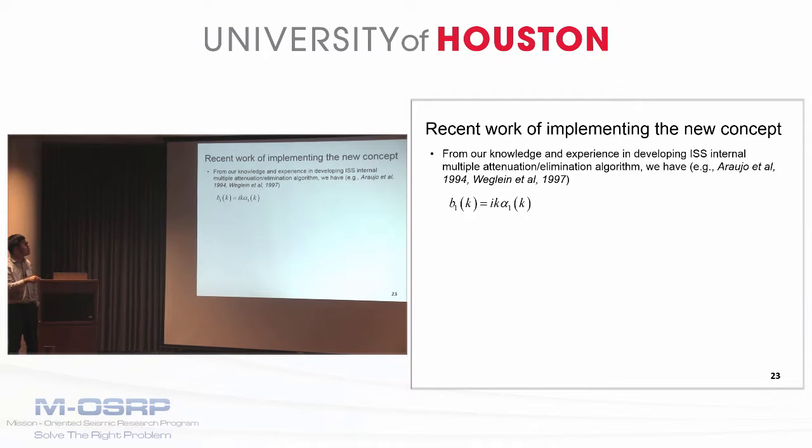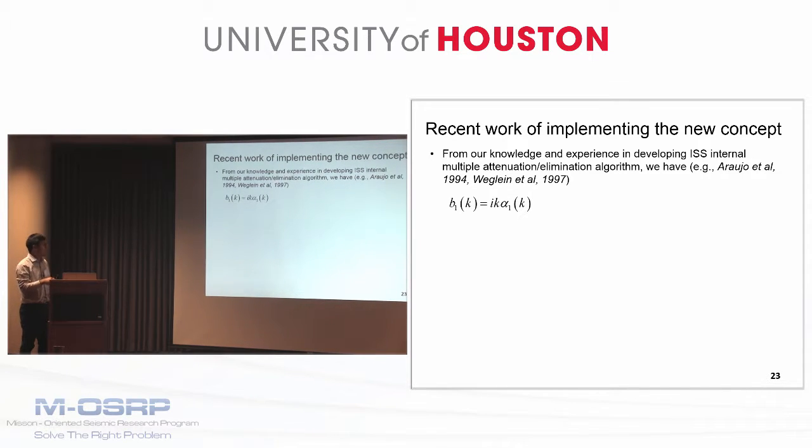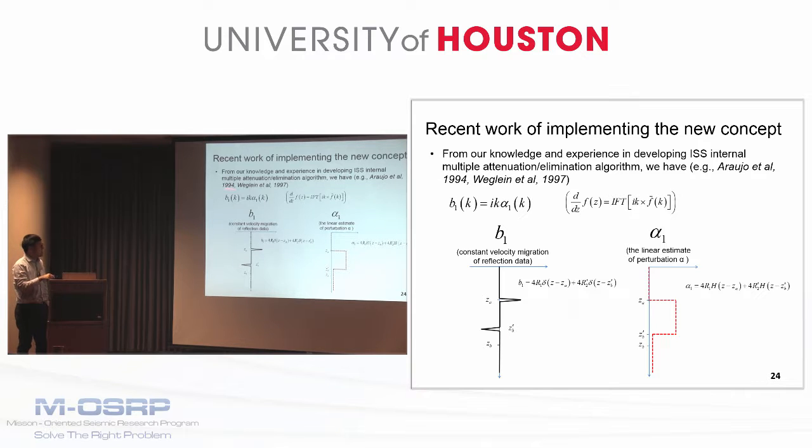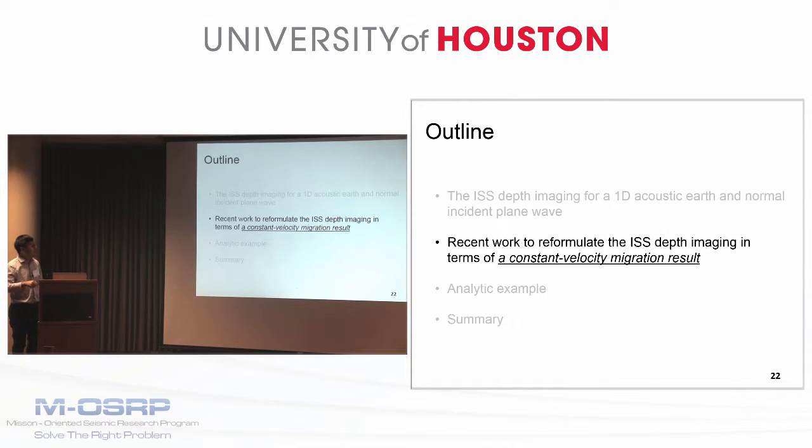To obtain B1, the first term, from our experience and knowledge in developing the ISS internal multiple attenuation algorithm, we have a close relationship between alpha 1 and B1 in the K domain, as we show here. And because they have such a relationship in the K domain, and recalling a property of the Fourier transform, in the depth domain they have a simple relationship as a derivative. So as we expected, if alpha 1 is a box, then B1 is a spike. So next, let me show you our recent work on the reformulation.